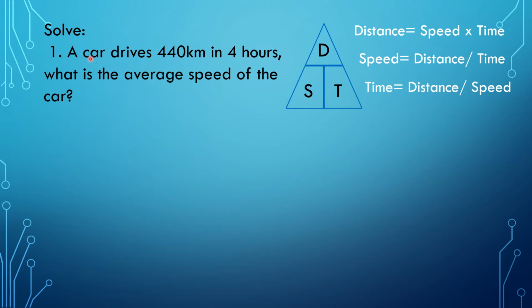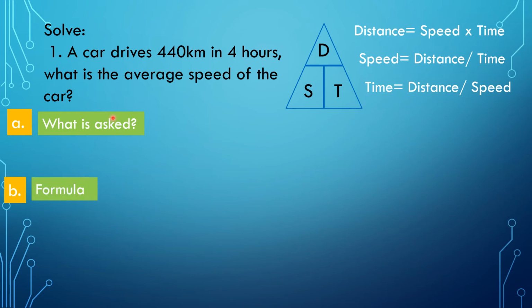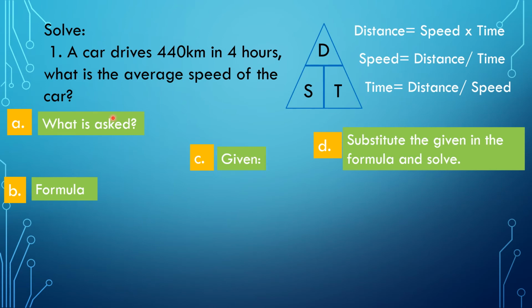Okay? So now, I have here a word problem. A car drives 440 kilometers in 4 hours. What is the average speed of the car? So what is missing here? Now to solve the problem, first, we need to analyze what is asked in the problem. Next, the formula. And then, what are the given? And we are just simply going to substitute the given in the formula and solve.